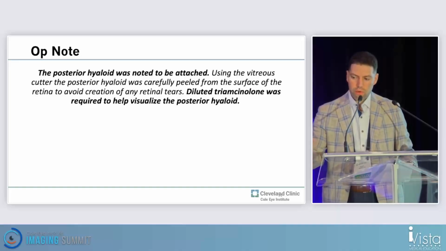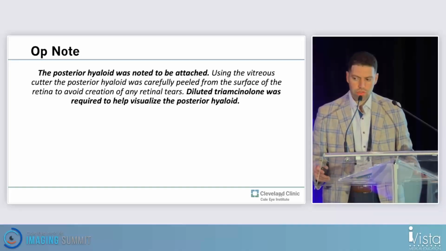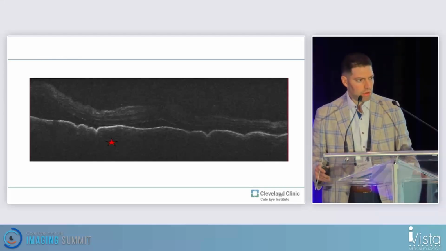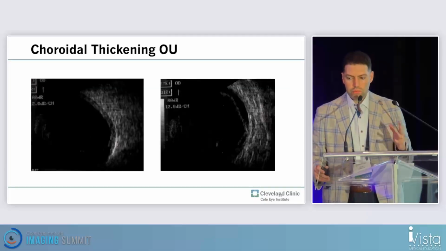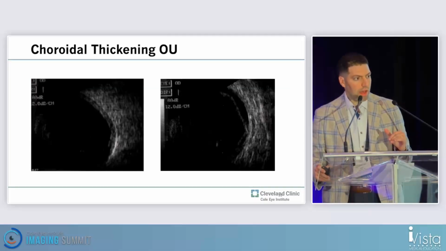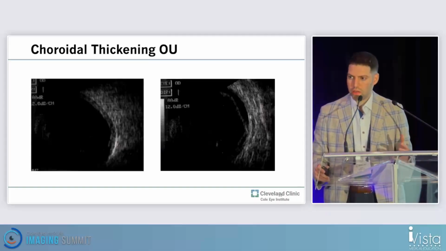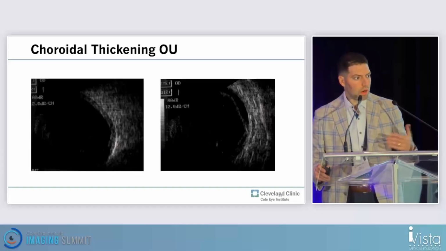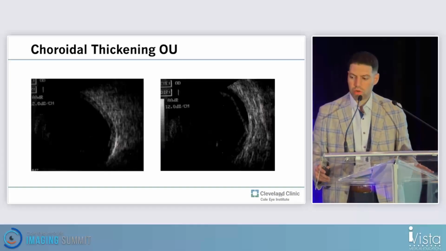So in this case, the posterior hyaloid was attached. I used dilute triamcinolone to help visualize the posterior hyaloid. But if we go back and look at the choroid, we see that there are these undulations there, okay? So B-scan showed choroidal thickening in both eyes. As a uveitis specialist, I do surgery on a lot of patients with choroidal thickening, and from fellowship to early on, I had some trapped trocars in the suprachoroidal space.